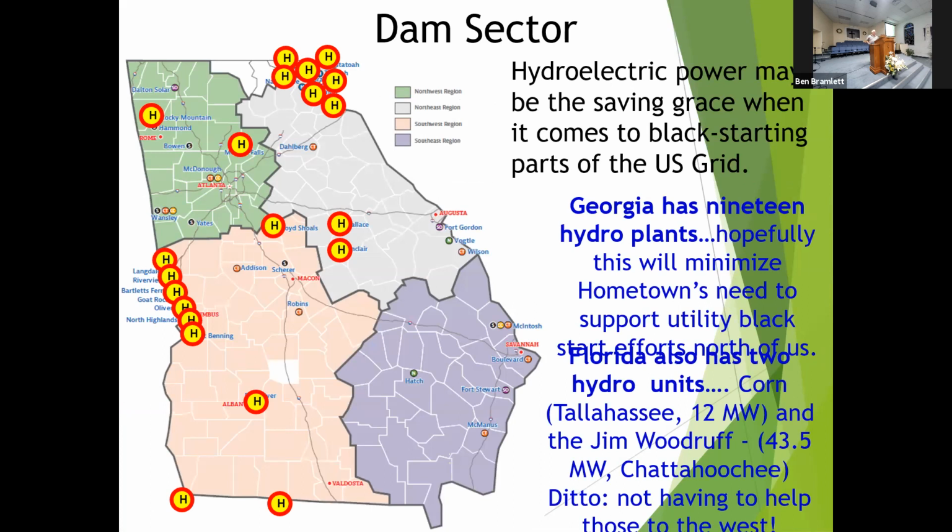If you look at this map, over in the west of the map there in Georgia, there's quite a few hydroelectric plants. And at the very bottom of the map, you'll see that there's a hydro plant, believe it or not, in Tallahassee, and one on the Chattahoochee River over there.